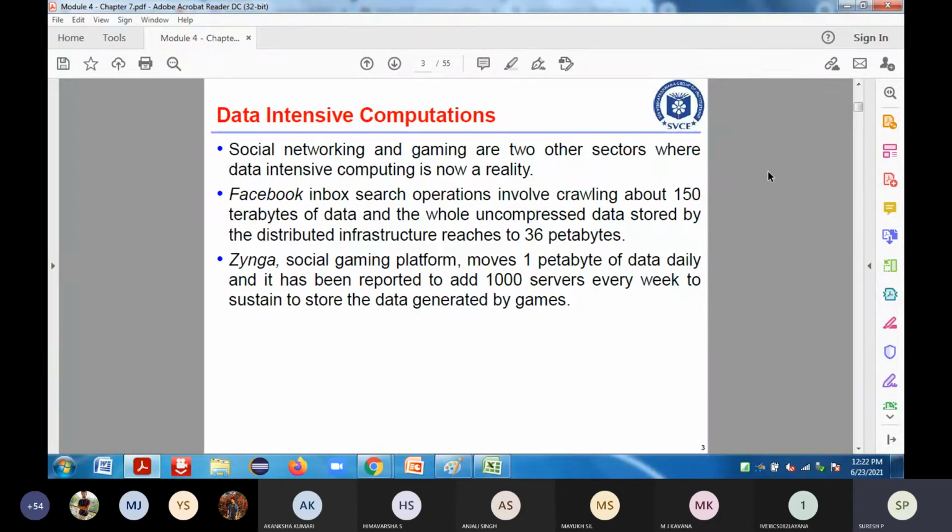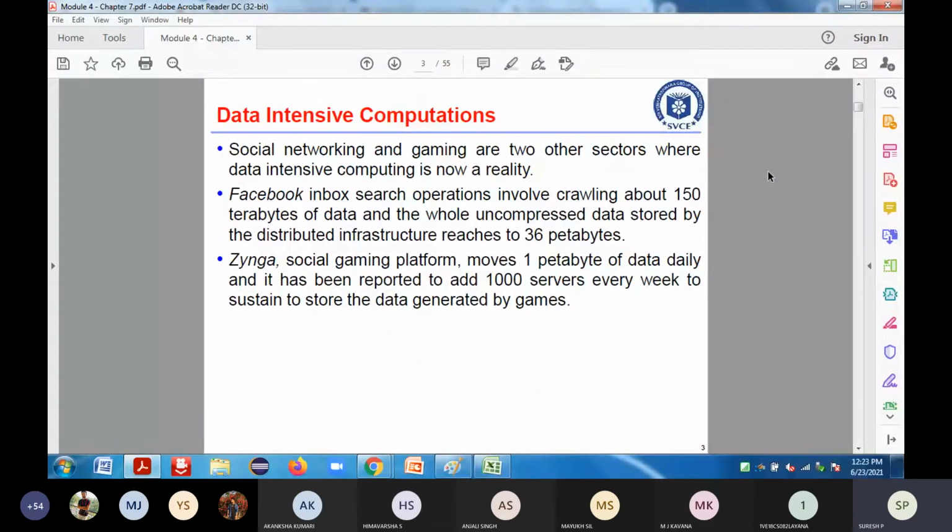Next is Facebook inbox search operations. When you have the Facebook inbox, there are a large number of search operations, which means you have to crawl about 150 terabytes of data. According to the textbook, it is around 150 terabytes of data, but now it has gone beyond that. This particular textbook was written 5 years back.